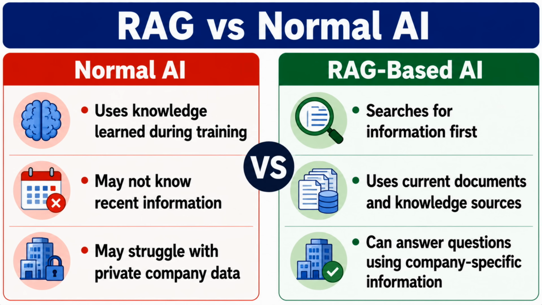Now we will see the difference between normal AI and RAG-based AI. Normal AI uses knowledge learned during training. Normal AI may not know recent information. Normal AI may struggle with private company data. RAG-based AI searches for information first. RAG-based AI uses current documents and knowledge sources. RAG-based AI can answer questions using company-specific information.